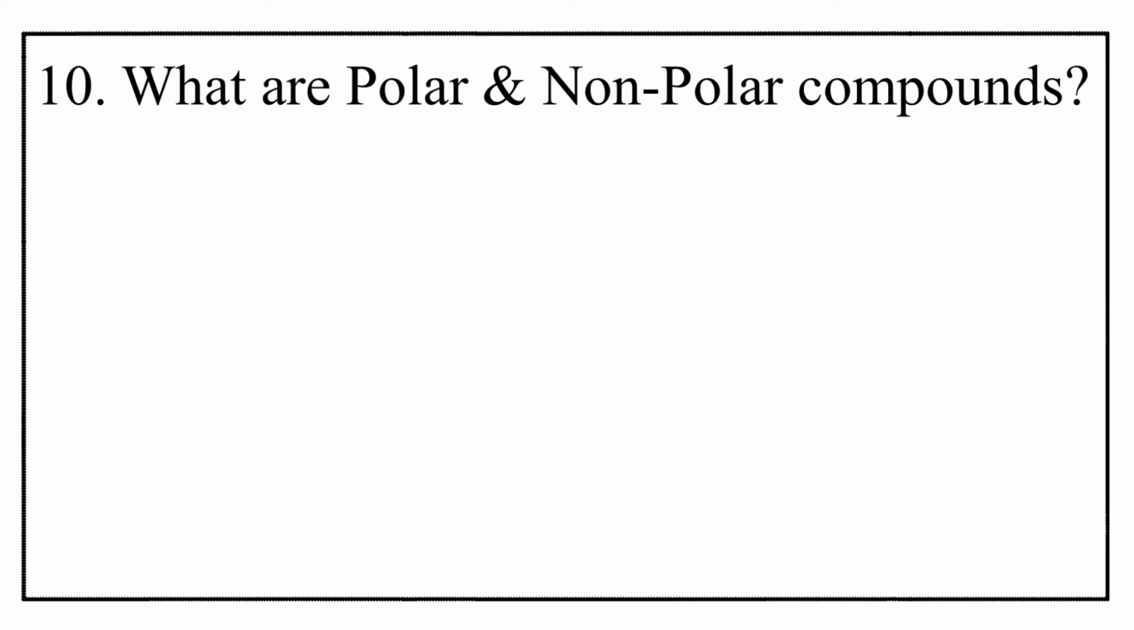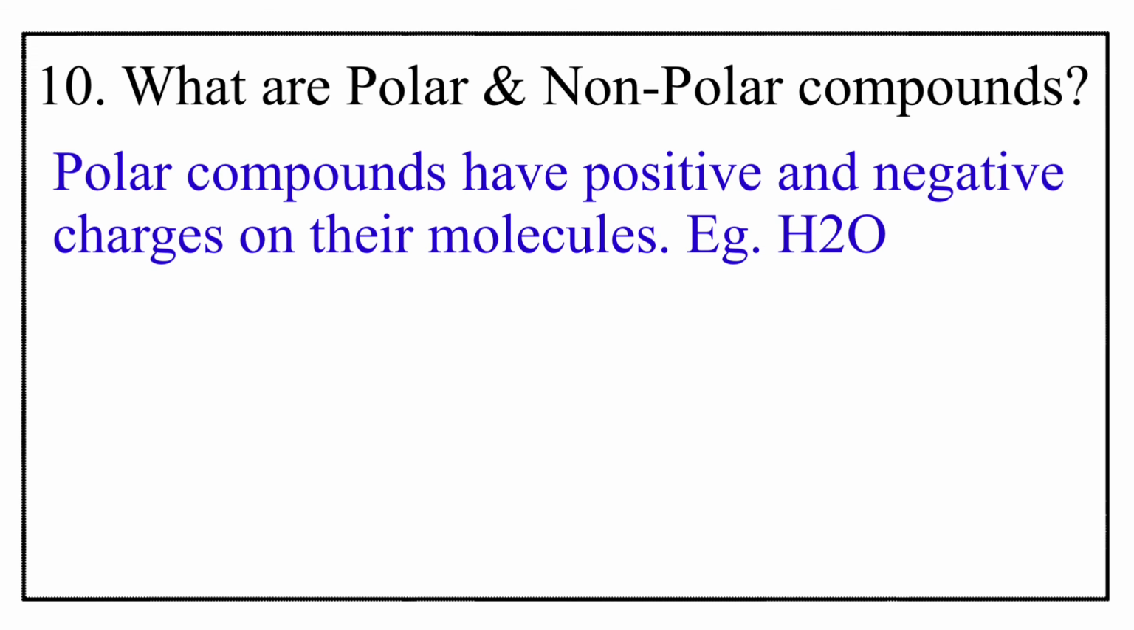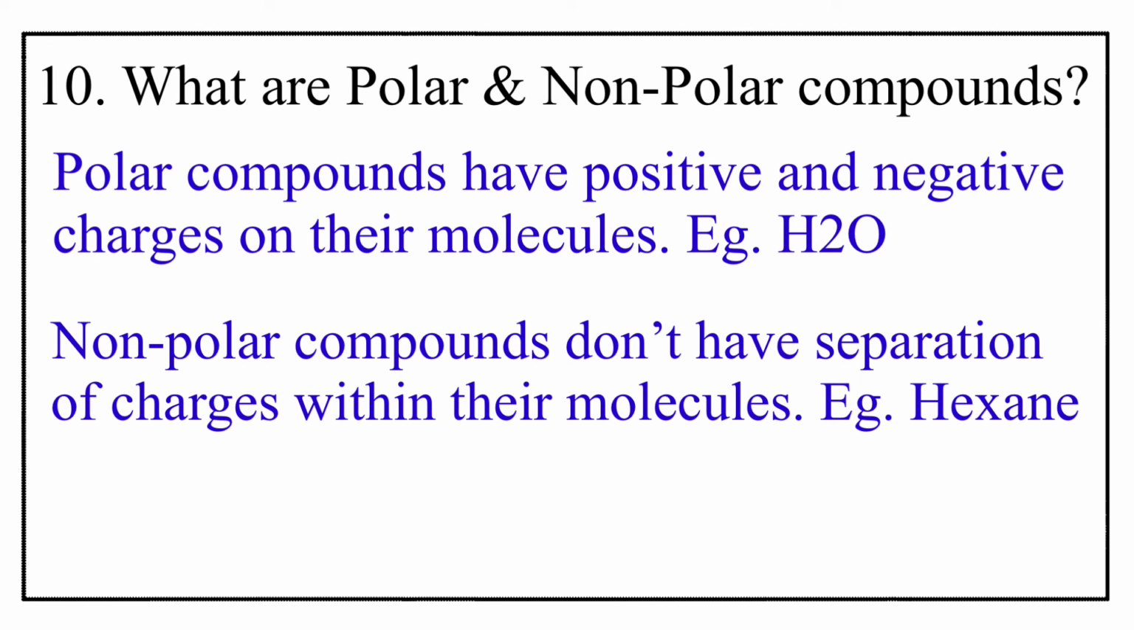Question number 10. While answering the previous question, we used the terms polar and non-polar. So the interviewer can ask what are polar and non-polar compounds. The answer is, polar compounds are those which have positive and negative charges on their molecules. For example, water is a polar compound. On the other hand, non-polar compounds are those which do not have separation of charges within their molecules. For example, hexane is a non-polar compound.